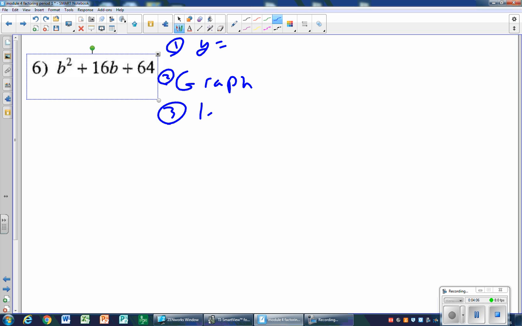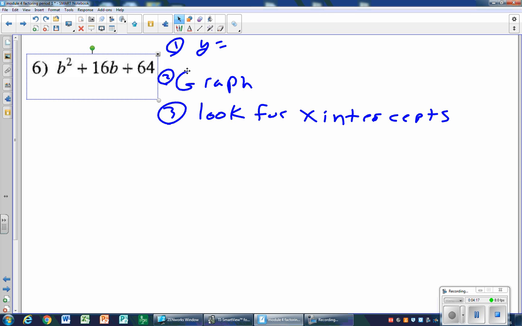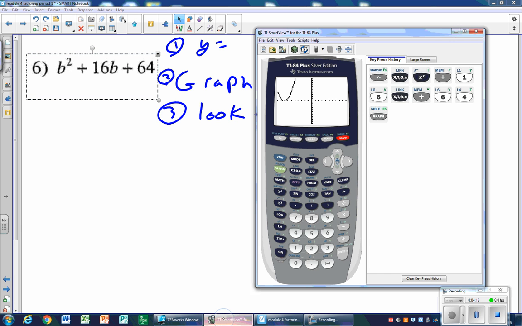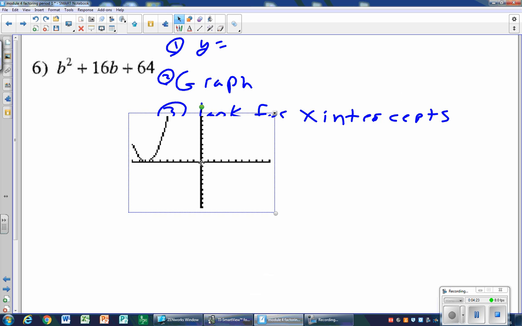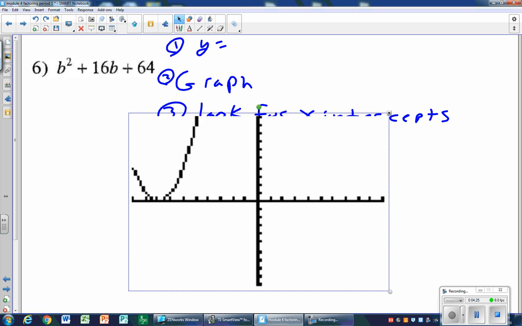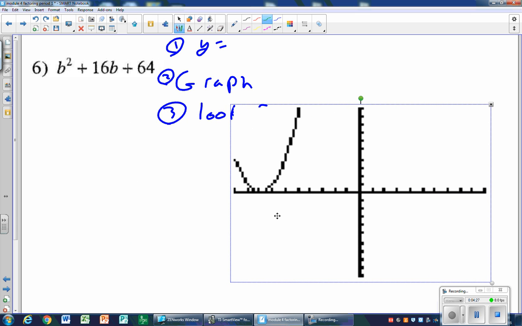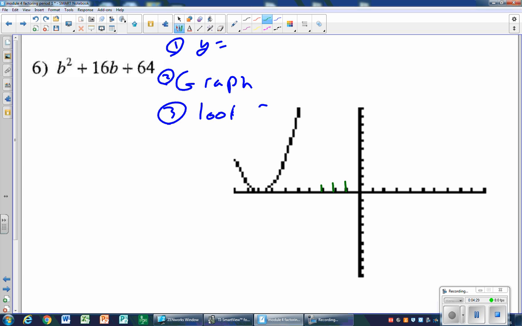Step number 3, look for x-intercepts. That's where the equation crosses the x-axis. Oh, doesn't look like it crosses the x-axis. Or does it? Negative 1, negative 2, negative 3, negative 4, negative 5, negative 6, negative 7, negative 8. So let's take a look at the calculator.